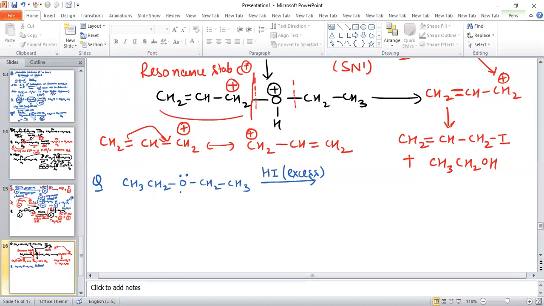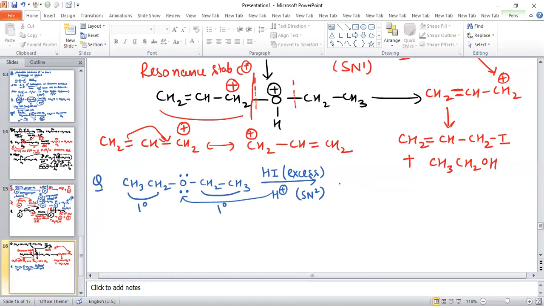So there is a lone pair of electrons on the oxygen atom. In the first step, this H plus will attack on the oxygen atom like this. Because we can easily see in this case, this is basically 1 degree and this is also 1 degree, so the mechanism will definitely be SN2.